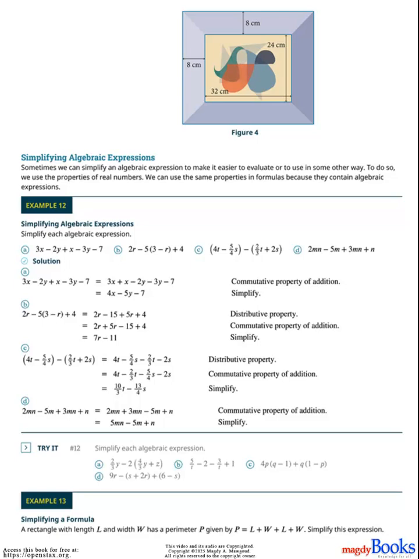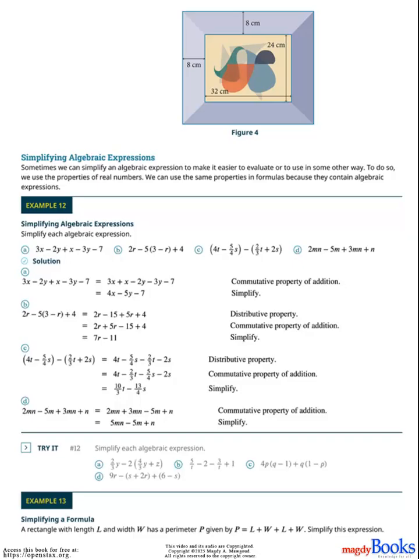1.1.7 Simplifying algebraic expressions. Sometimes we can simplify an algebraic expression to make it easier to evaluate or to use in some other way. To do so, we use the properties of real numbers. We can use the same properties in formulas because they contain algebraic expressions. Example 12. Simplifying algebraic expressions.